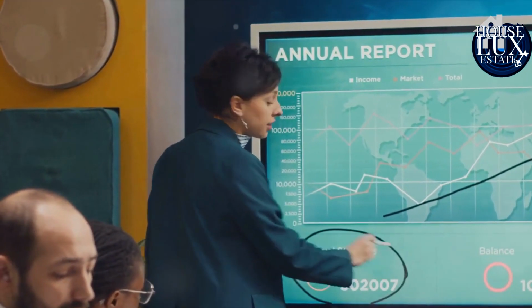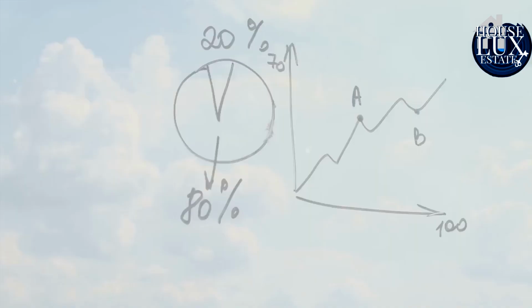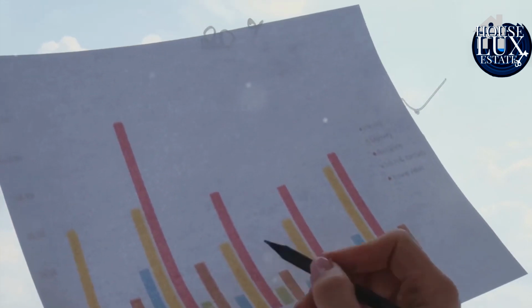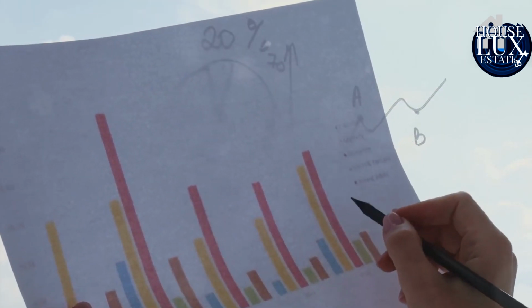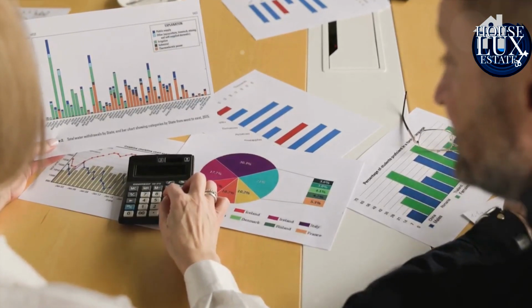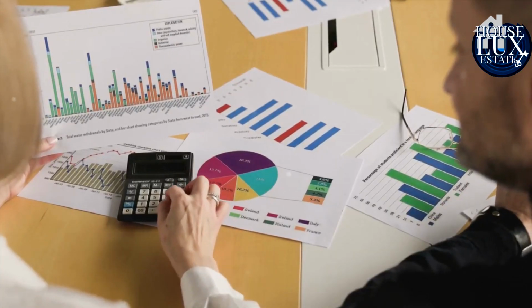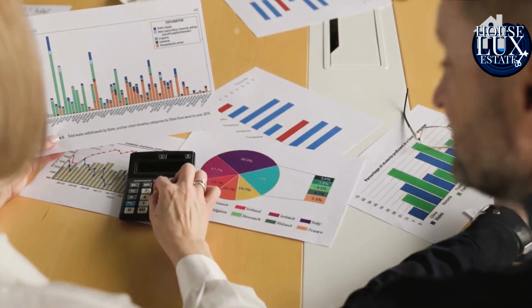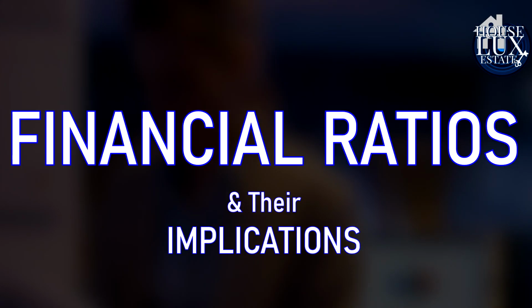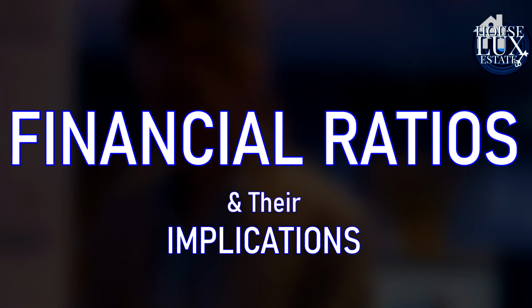They are the compass guiding executives through the financial seas, providing insights about a company's financial health, performance, and future prospects. Understanding financial ratios is like understanding a company's secret language, decoding the numbers to reveal the true state of affairs. Whether it's evaluating a company's ability to pay its debts or assessing its profitability, financial ratios are indispensable tools in the corporate world. So stay tuned as we delve into the various types of financial ratios and their implications.